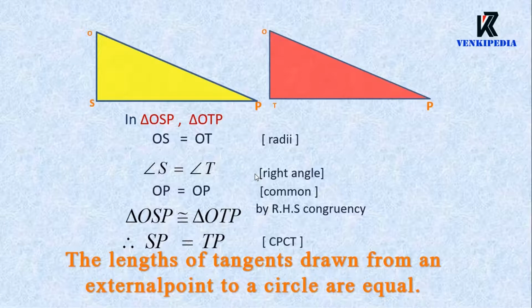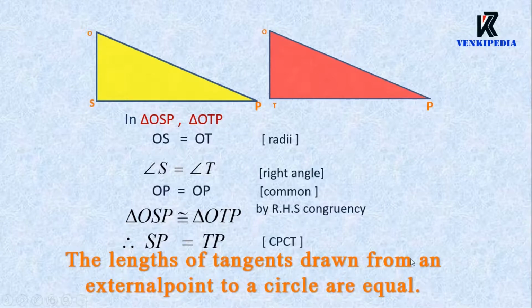Therefore, by RHS congruency of triangles, triangle OSP is congruent to triangle OTP. Therefore, by CPCT property, SP is equal to TP. Therefore, the length of the tangents drawn from an external point to a circle are equal. Can we prove this theorem in any other way? Yes, we can prove this theorem by using the Pythagoras theorem.